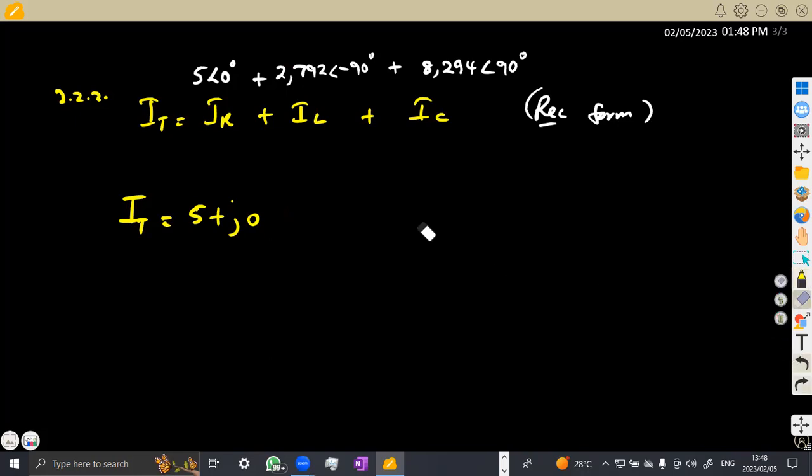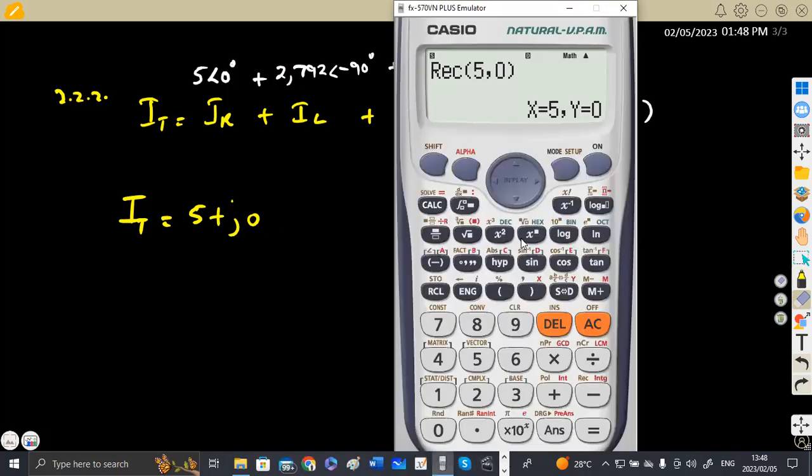Okay, so let's forget about the plus for now. Let's simplify first. We are going to convert to rectangular form. So that's it, shift rec, like this. You write the number 2.792, of which you can just, okay, do another way. That's minus 90 degrees for the angle. Minus 90 degrees, we've got our answer. X is 0, then y is minus.